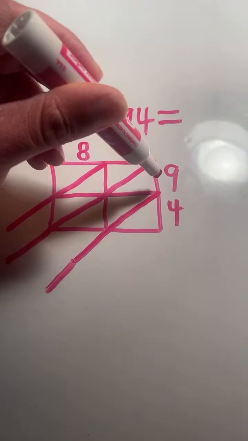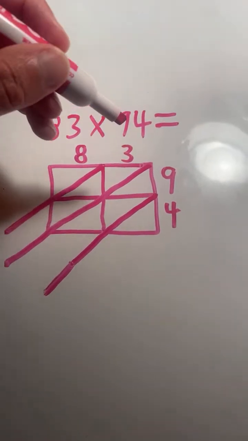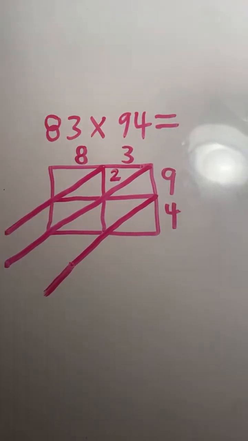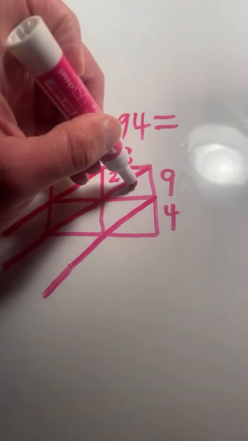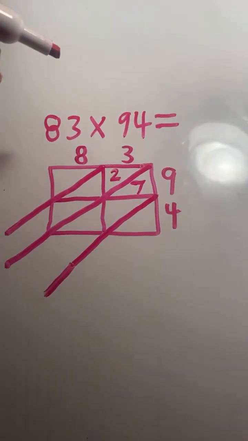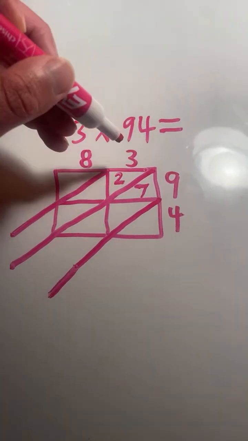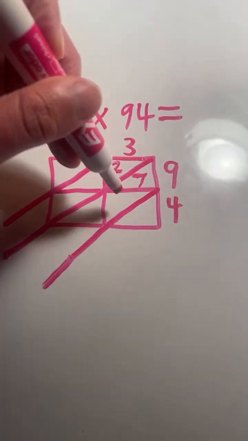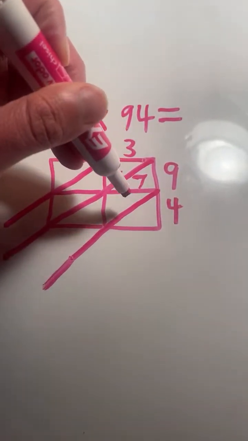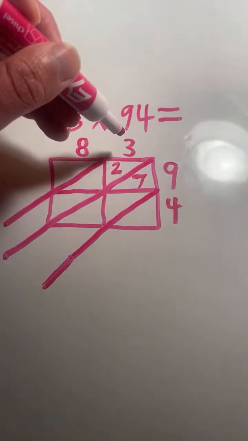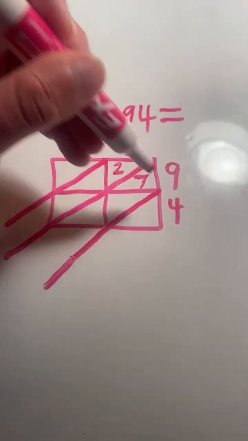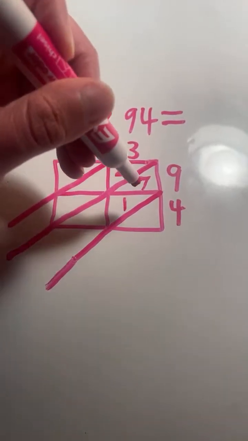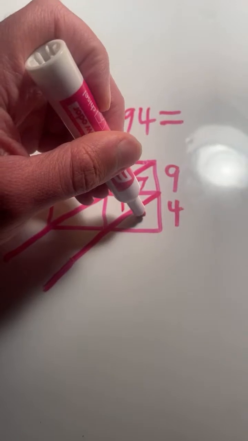So 3 times 9 equals 27. The top digit is going to go in the top triangle. The number in the ones place in 27 is going to go in the bottom triangle. Next, we're going to multiply 3 times 4. The answer to 3 times 4 is going to go in this square here, and each digit's going in a separate triangle. So 3 times 4 equals 12. Again, the digit in the tens place goes in the top triangle. The digit in the ones place goes in the bottom triangle.